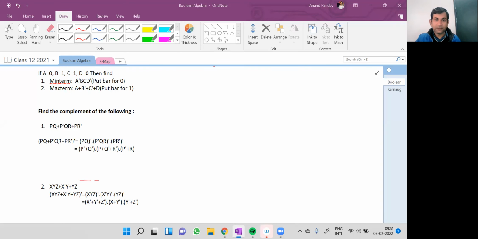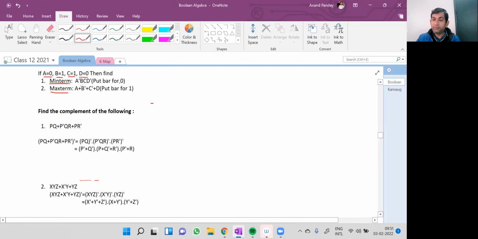Such a question you may have. This is a very confusing question, listen carefully. If a equal to 0, b equal to 1, c equal to 1, and d equal to 0. These four literals, or four propositions, are there, and their values are given: 0, 1, 1, 0. So you have to find the min term and you have to find the max term. Okay. So some things I need to tell you. Min term is what? Product of all the literals with or without bar.